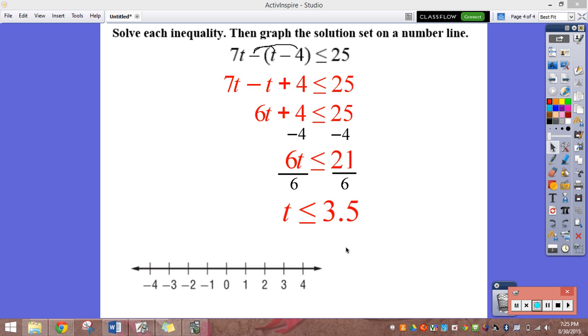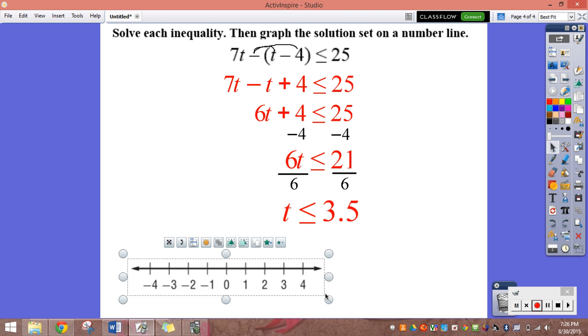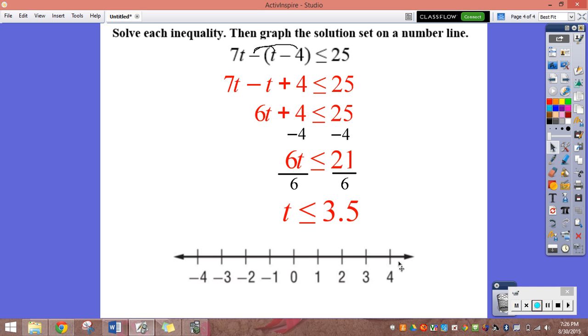And you always want to check your answer. So pick some value less than or equal to 3.5 and plug it in. One of the easiest numbers is 0. So if I plug 0 in here, it would be 0. Plug 0 in here, it would be 0. So I'd have minus 0 minus 4, which would be positive 4. And is 4 less than or equal to 25? Yes, it is. So I'm thinking my solution is correct. And so then from there, I would graph my solution.